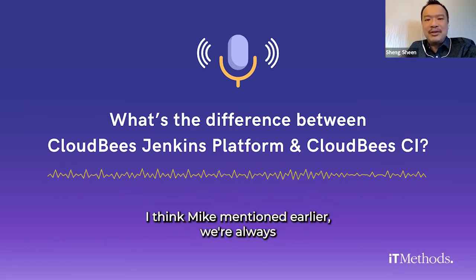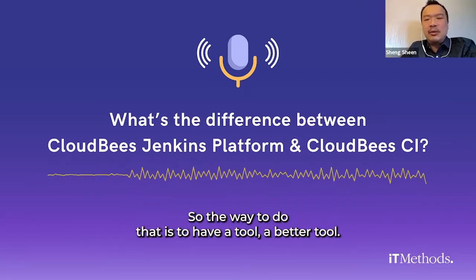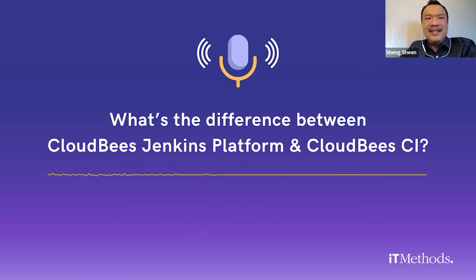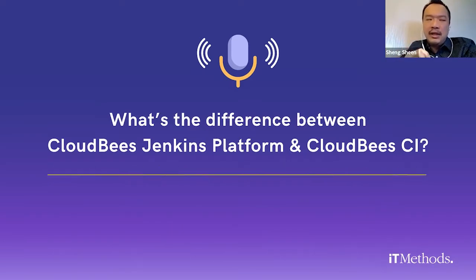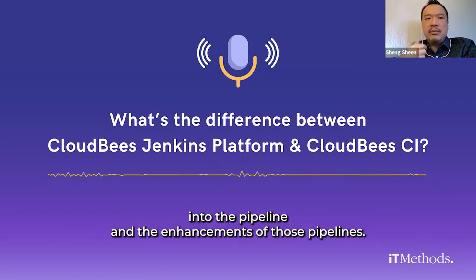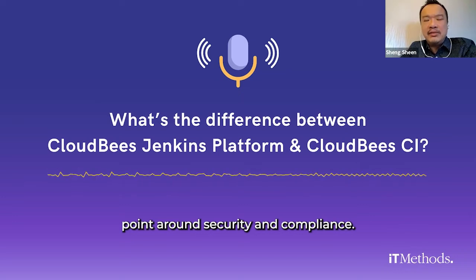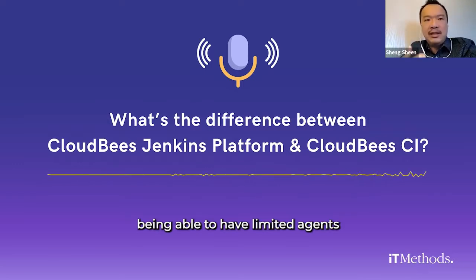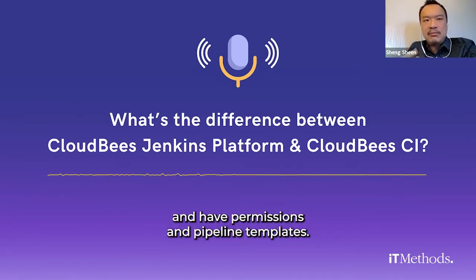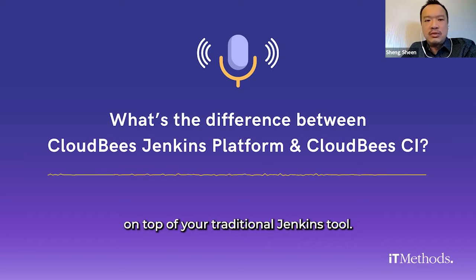Self-service, right? I think Mike mentioned earlier, we're always being asked to do a lot more with less, unfortunately. So the way to do that is to have a better tool, right? So hopefully the CBCI tool gives you a little bit better scalability as well as visibility into the pipeline and the enhancements of those pipelines, right? And then secondly, I also want to go back to my second point around security and compliance, being able to tie into RBAC, role-based access control, being able to have limited agents, and have permissions and pipeline templates. These are all additional features on top of your traditional Jenkins tool.